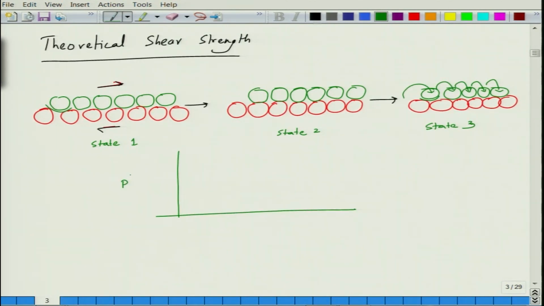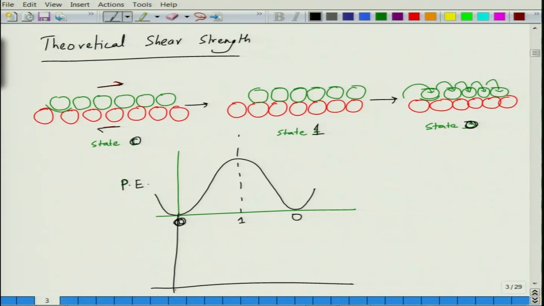So, in terms of potential energy, it shows a minimum at these positions. So, let us say this is 0, this is 1 and this is again 0. Okay. So, for 0 it will show a position like this, then again it will go to a position 0 and in between we have a position 1 where it is maximum. So, if you now plot the shear stress accordingly, the shear stress will show a variation like this.